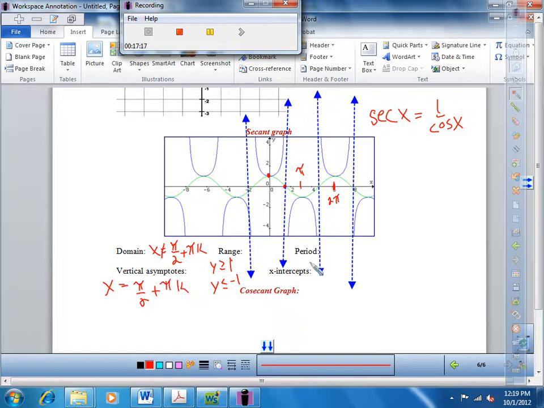And then the x-intercepts, they don't have any, right? Are there any x-intercepts that you see? No. None.